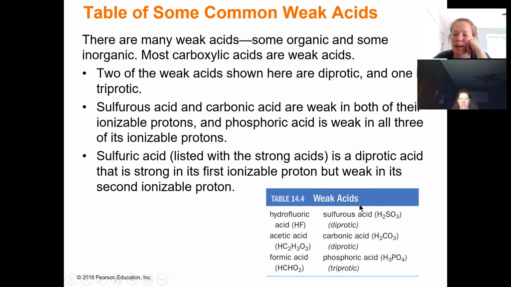Here are weak acids. Here's some tables of weak acids. There are way more than this as far as how many weak acids there are. I think with strong acids and bases, if you know the 6 strong ones, just assume all the other ones are weak.